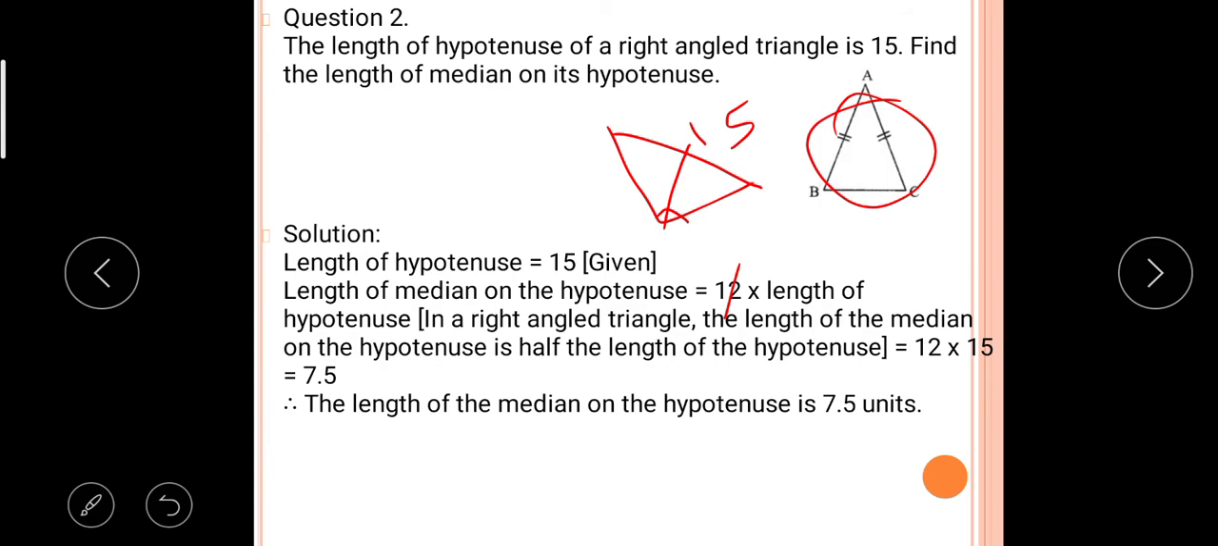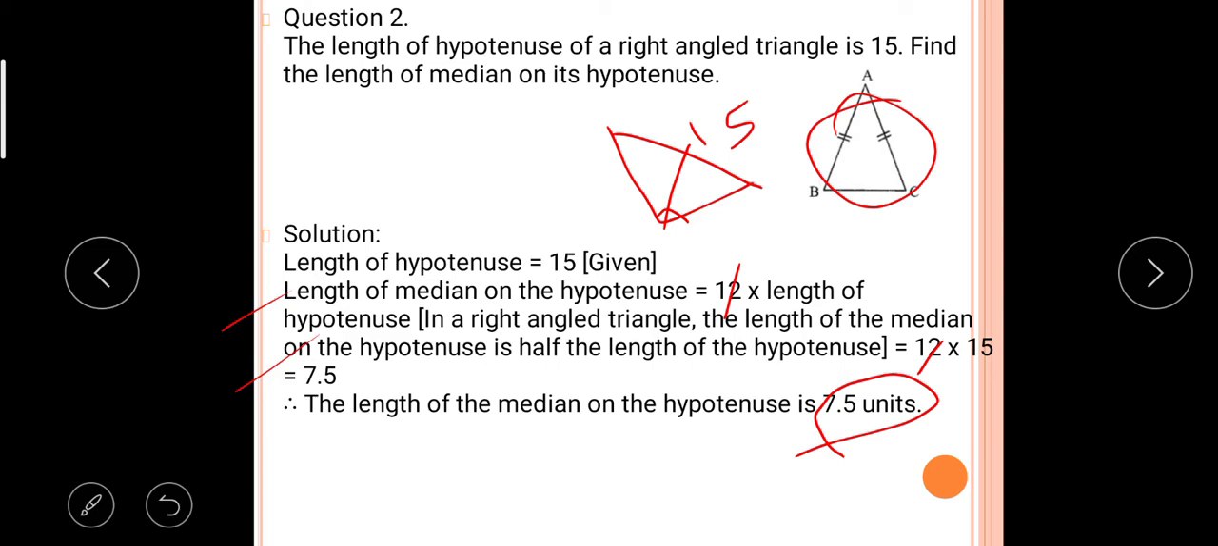Is it? It is 1 by 2 of the length of the hypotenuse. In a right angle triangle, the length of the median on the hypotenuse is half of the hypotenuse, and therefore it is 1 by 2 of 15. Therefore it is 7.5. No need of a diagram. Just you have to write these two steps. Important: the length of the median on the hypotenuse is equal to 1 by 2 of the length of the hypotenuse.